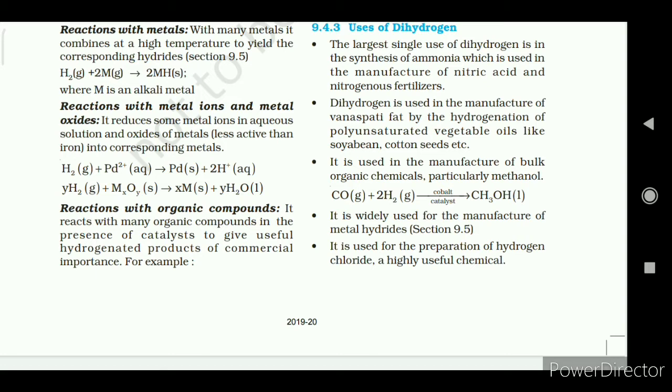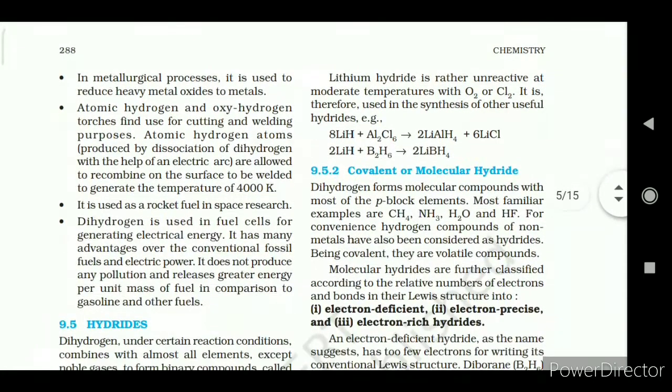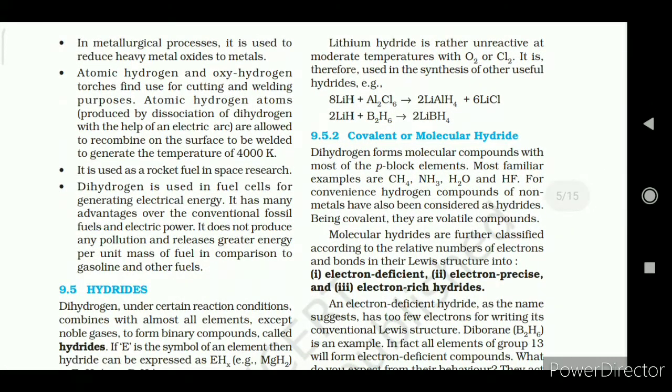Dihydrogen is used in fuel cells for generating electrical energy. It has many advantages over the conventional fossil fuels and electric power. It does not produce any pollution and releases greater energy per unit mass of fuel in comparison to gasoline or other fuels.